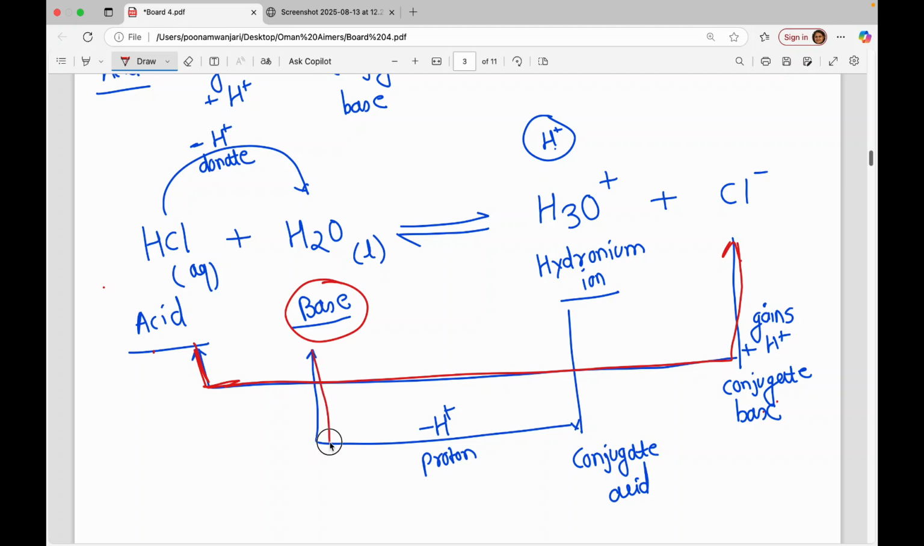So here student, the hydronium ion that is formed is able to donate this H+, and when it donates this H+, it will be conjugate acid. So in this way there is a formation of conjugate acid and conjugate base from a given acid and base, and this is the concept of conjugate acid base pair.